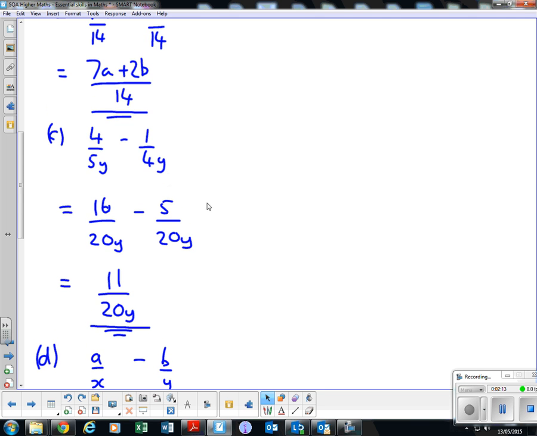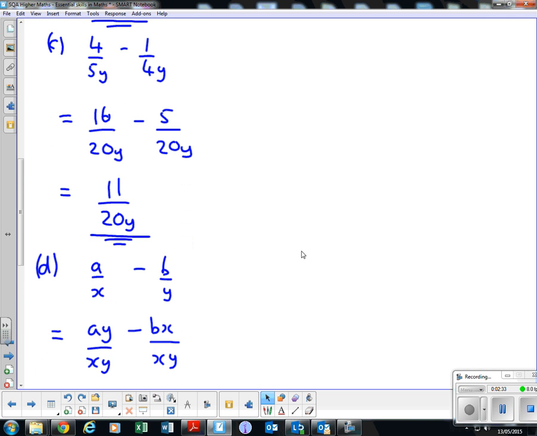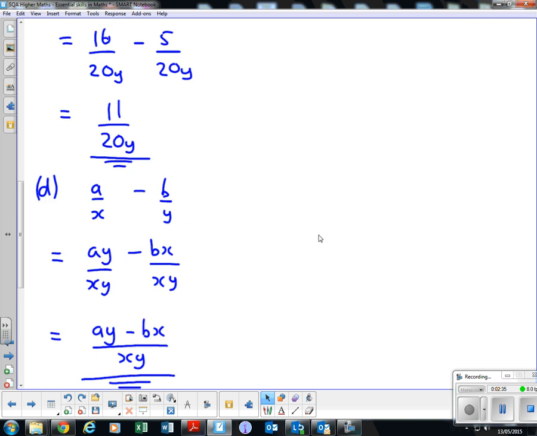Now, if we'd gone for the method where you do the 4y times a 4, the 1 times a 5y, then 5y times a 4y, you'd end up with 16y minus 5y over 20y squared. Then you'd have to start cancelling down afterwards, whereas this method takes us straight to the answer. So obviously I would suggest doing it this way.